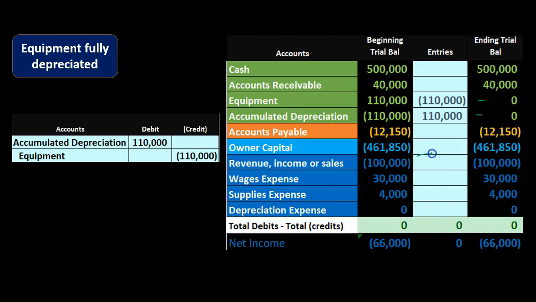There's no debits or credits down here to revenue or expense accounts. It's already been fully depreciated. We can't depreciate it anymore at this point in time. And there's no gain or loss because the book value is equivalent to the equipment account. That means that we wrote it off, and that means that there was no salvage value in our estimate. And therefore, when we write it off, there's no loss when we write this off.